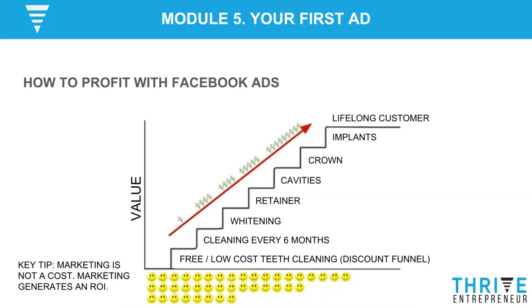So you spend $200, but $1,000 in whitening, $3,000 in an implant, that's $4,000 plus an extra $500 annually. So you're already looking at $4,500 up as a result of spending $200. So a total profit of $4,200 in that short space of time running that Facebook campaign. So this is how we profit with Facebook ads.